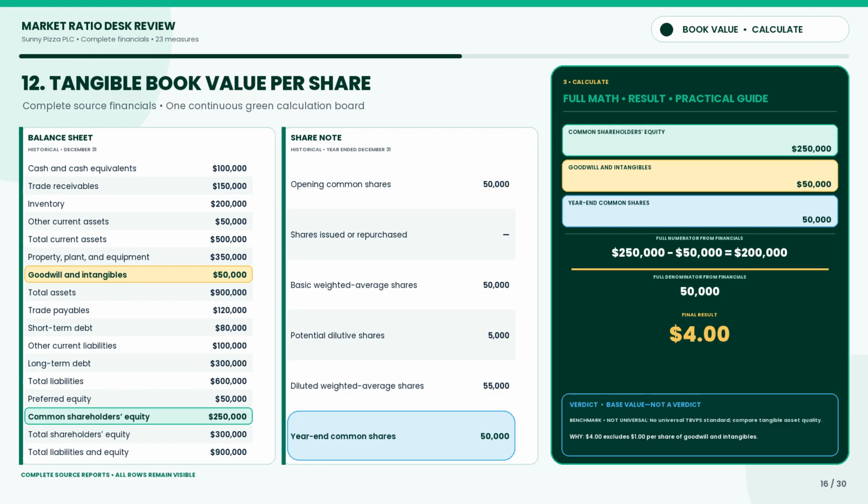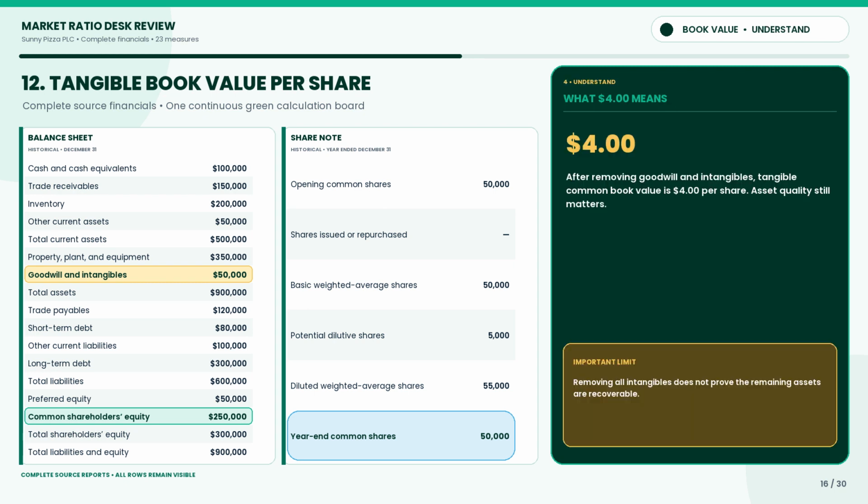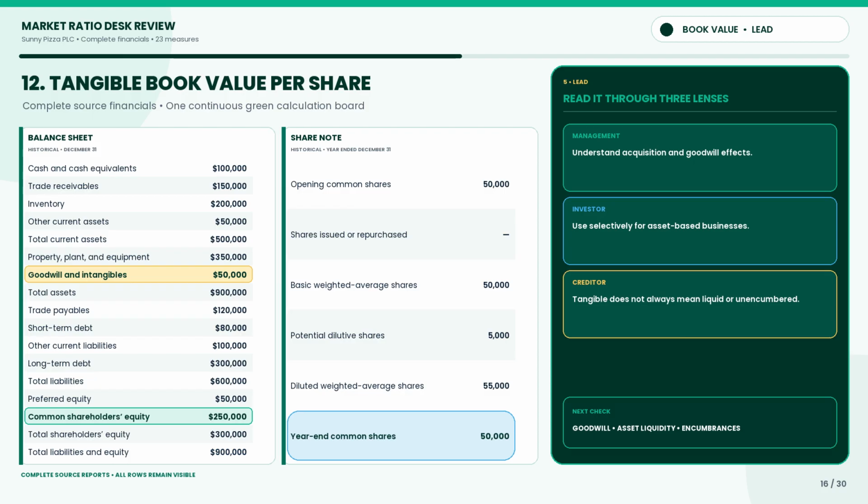$4 tangible book value per share removes recorded goodwill and other intangible assets from common equity. The market uses it when analysts want a more conservative view of recorded tangible support. Management should understand how acquisitions and goodwill affect the balance sheet. Investors often emphasize TBVPS for financial institutions and asset-based businesses. Creditors may prefer tangible support, but not every tangible asset is liquid, unencumbered, or worth its carrying amount.